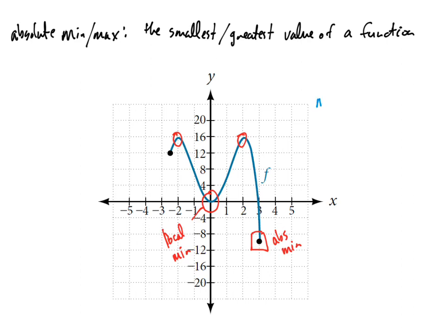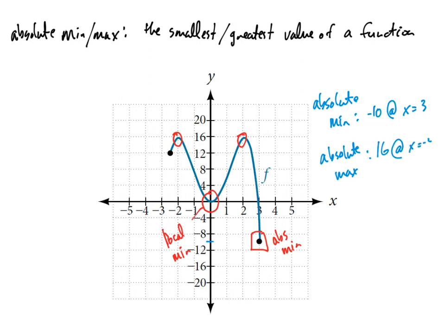So we'd say the absolute min is, it looks like, about -10, and it occurs when x is equal to 3. And then the absolute max is 16, and that occurs at x equal to -2, but also +2.